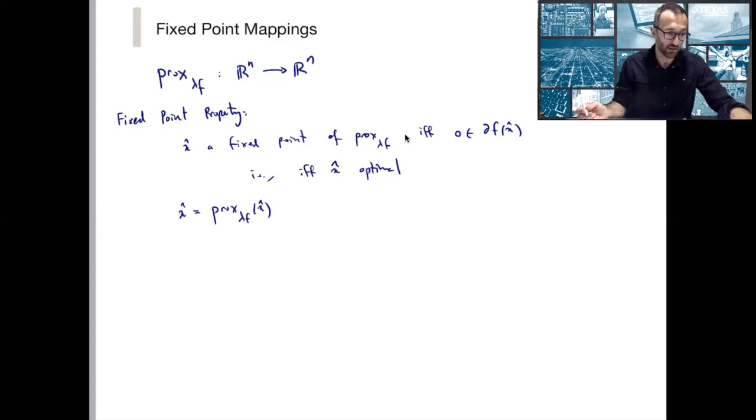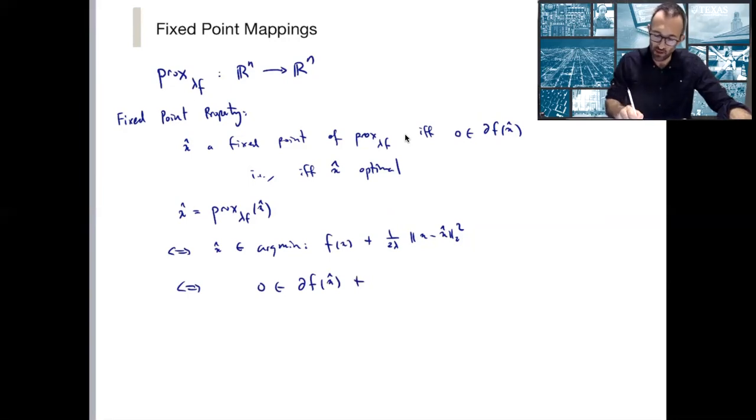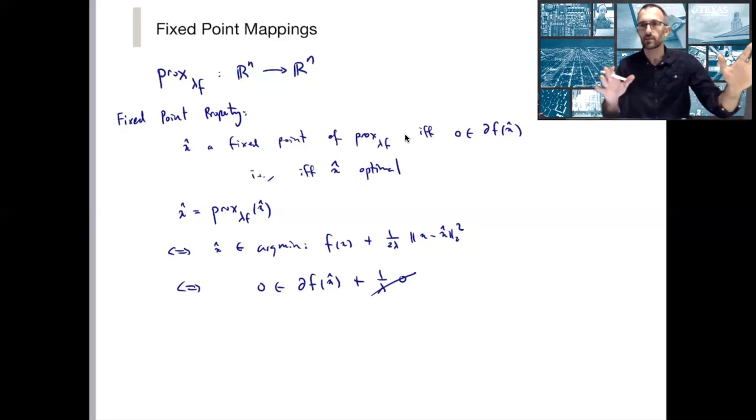Let's write down the definition of prox. And so this is equivalent to writing that x hat is an element of the argmin over x of f of x plus 1 over 2 lambda times the norm of x minus x hat squared. And then writing down the conditions here, this is equivalent to writing that 0 is an element of the subdifferential of f at x hat, plus now we just take the derivative of this other part, the 2 comes down, I get 1 over lambda times x hat minus x hat, which is 0, which is exactly saying that x hat is an optimal solution. Okay, simple point: the Prox operator is a mapping from Rn to Rn, and fixed points of the Prox operator are the solutions to the original problem that we care about.